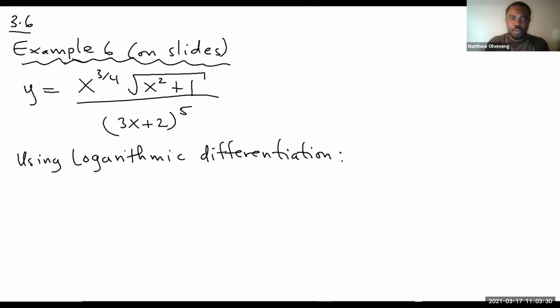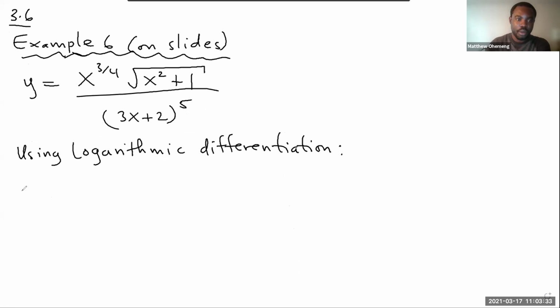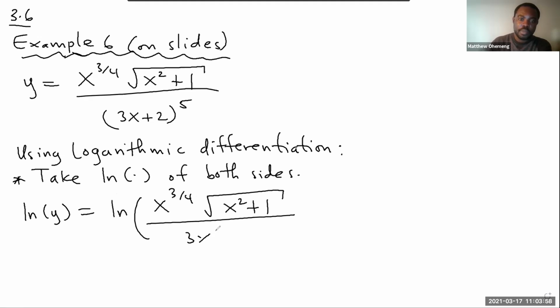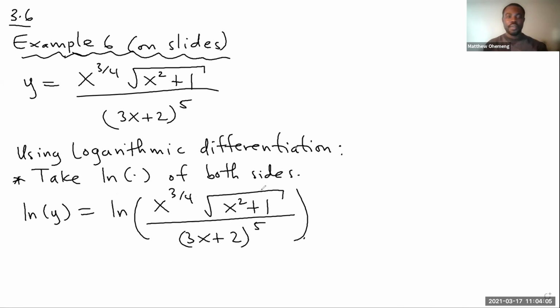The first thing you have to do is take the natural log of both sides, right? So take the natural log of both sides. You end up with ln of y equal to ln of s to the 3/4 times the square root of s squared plus 1, all over 3x plus 2, all to the fifth power, like so. So that's the first step, right? Take the ln of both sides.